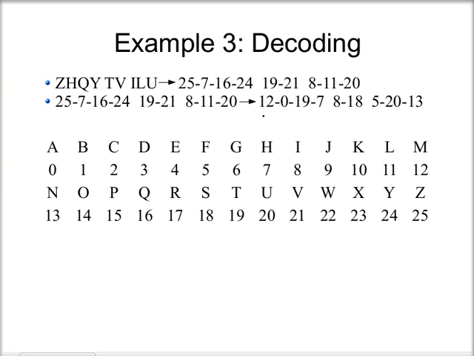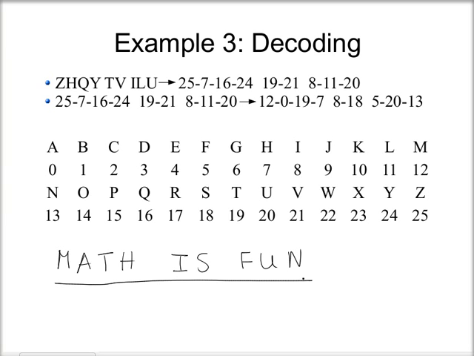So here are my numbers for the decoded message. 12 is going to be M, 0 is A, 19 is T, and 7 is H, 8 is I, 18 is S, 5 is F, 20 is U, and 13 is N. So my decoded message is math is fun.